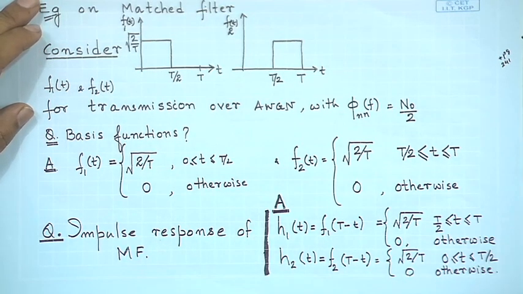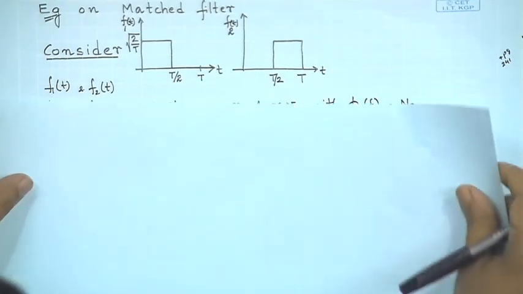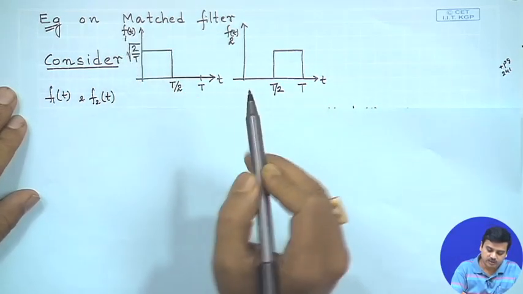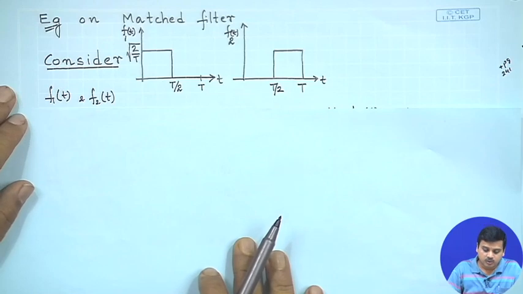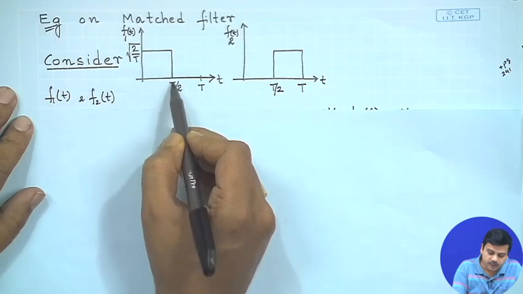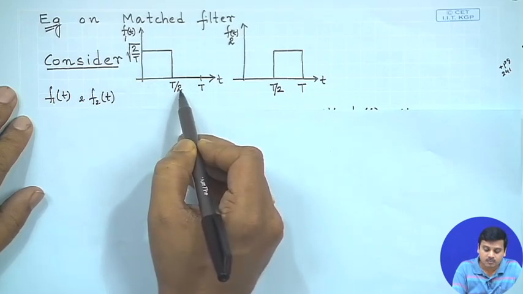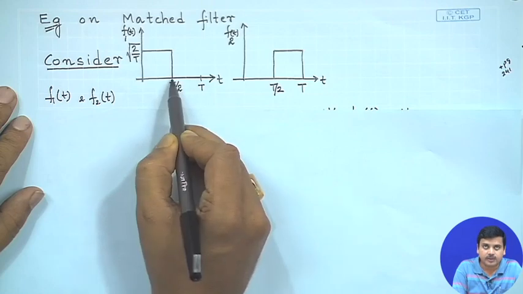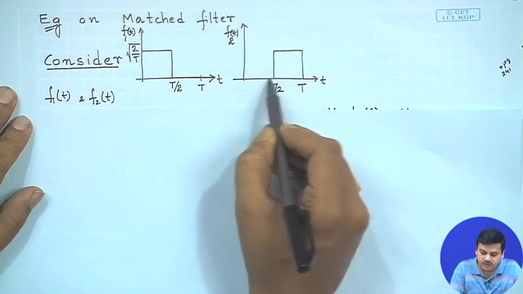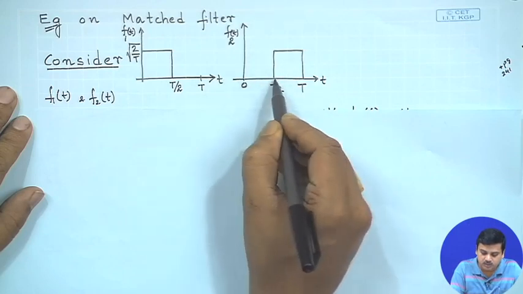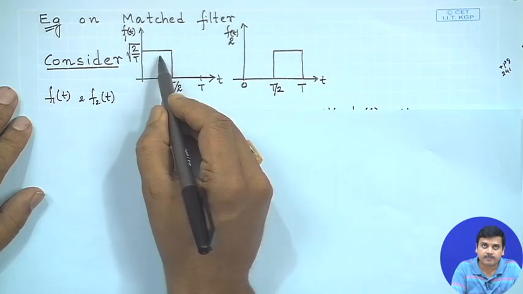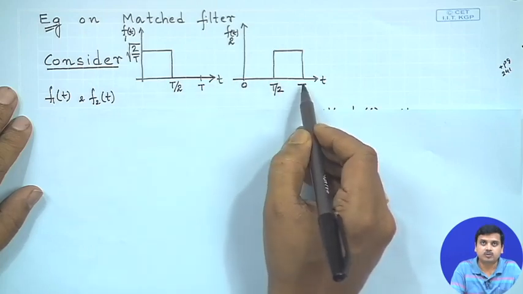To take the particular example, we consider two functions f1 and f2. So, this is f1 and this is f2. f1 has a value of root over 2 upon T up to T by 2, and it is 0 for the period T by 2 to T. f2 is 0 in the interval 0 to T by 2, and it has the same value as f1 in the period T by 2 to T.